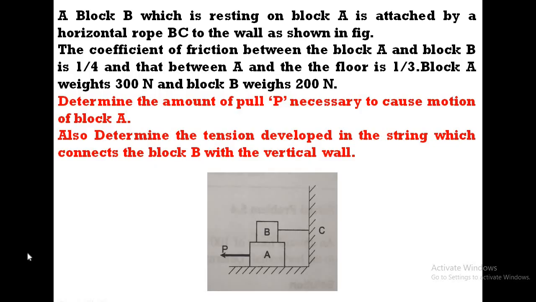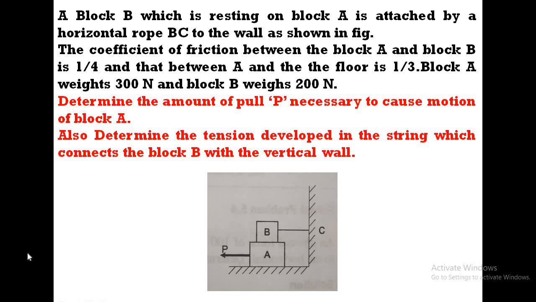In this video, we are solving a problem on sliding friction. The question is asked in such a manner: a block B which is resting on block A is attached by a horizontal rope BC to the wall as shown in figure. The coefficient of friction between the block A and block B is 1 by 4 and that between A and the floor is 1 by 3.